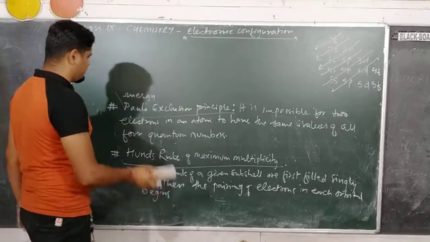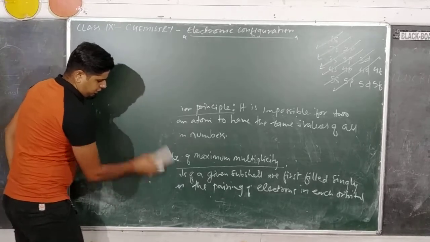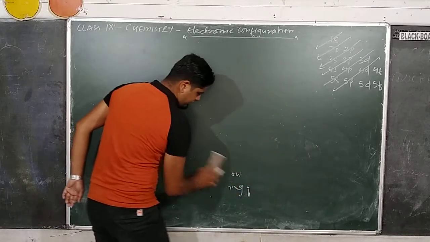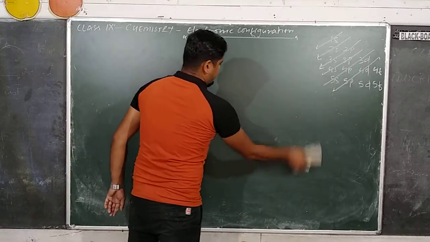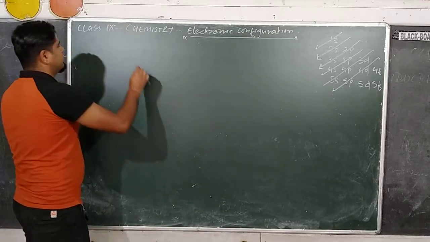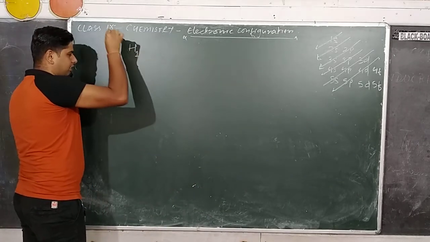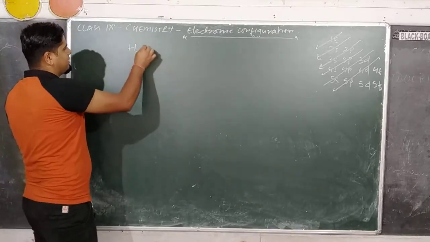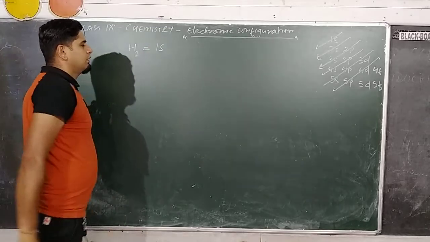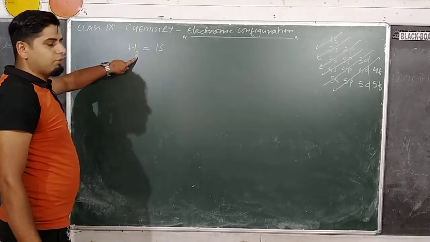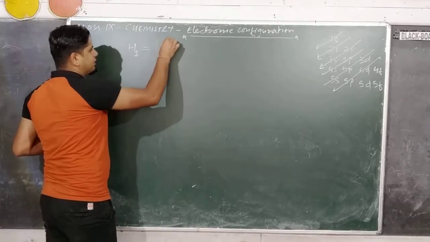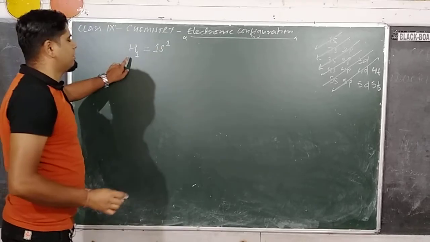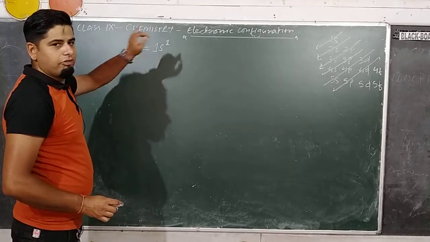After knowing all this, let us move on to the electronic configuration of different elements. Let us start with hydrogen only. Atomic number 1. So the first orbital to fill is 1s. How many electrons are there? 1. That is why 1s1. The electronic configuration for hydrogen is 1s1.